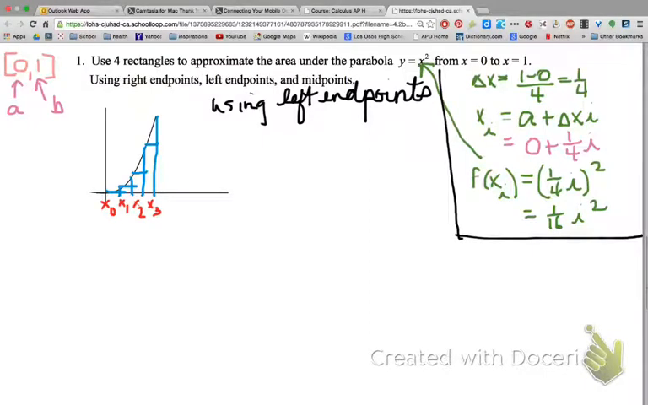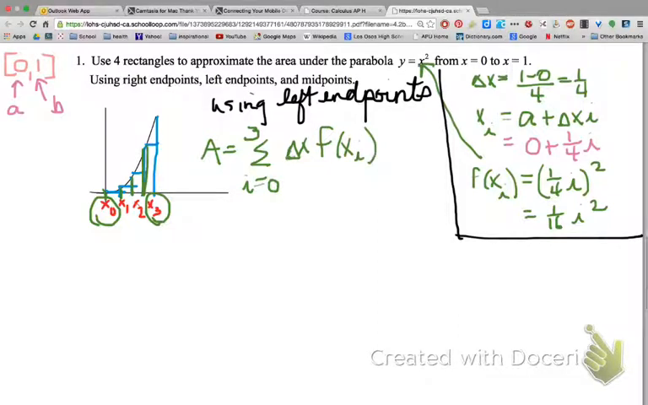So remember when you were back on the last page and we were using the left endpoints, now we have to start at x sub 0 because we're using 1, 2, 3, 4 lefts. We'll be stopping at x sub 3. So when I find the area this time, I'm going from i equals 0 to 3. And remember, we're doing delta x times f of x sub i.